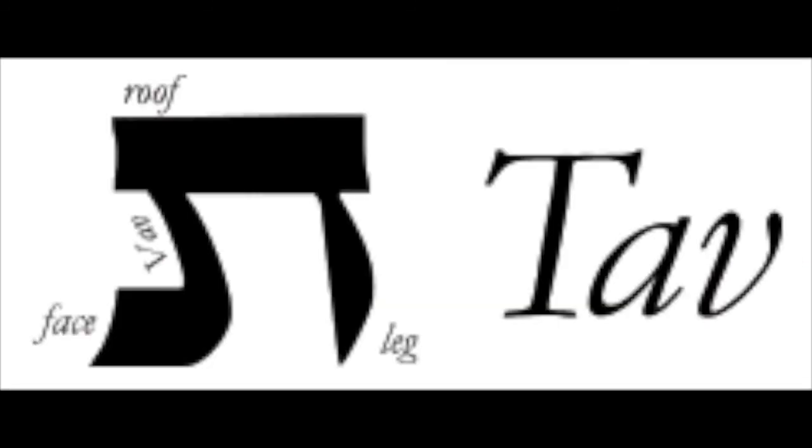And the last letter of the Hebrew alphabet is the Taf. The Taf has a numerical value of 400. The Taf is pronounced as a T. Some people will pronounce the Taf when it does not have a dagesh as a Th.